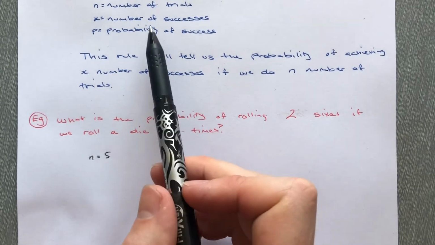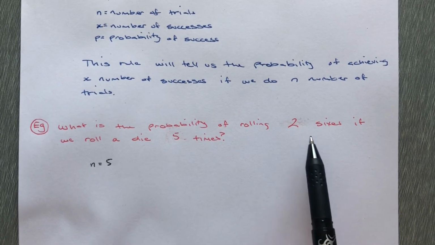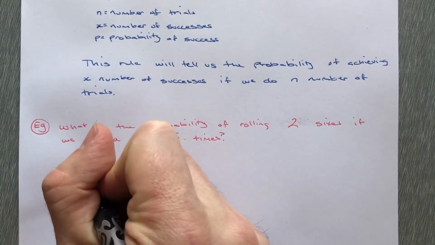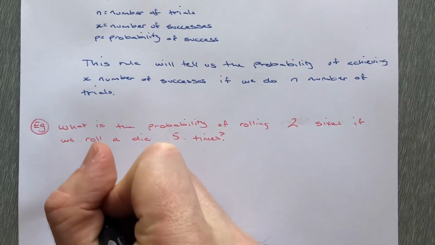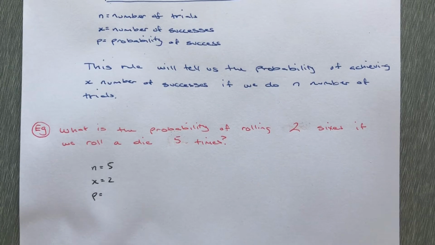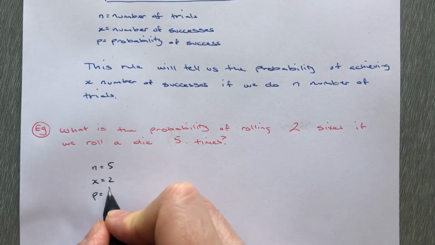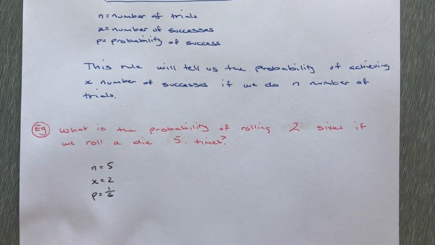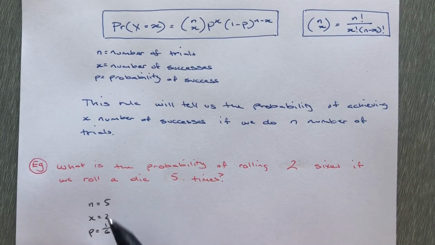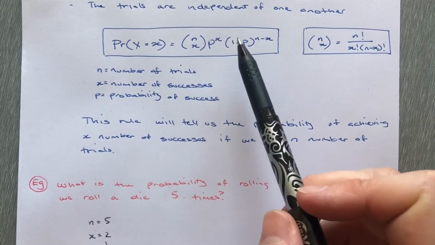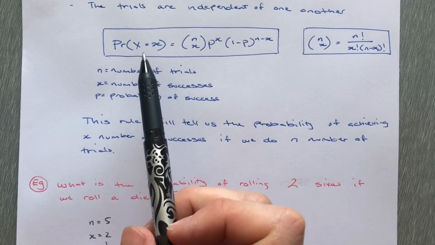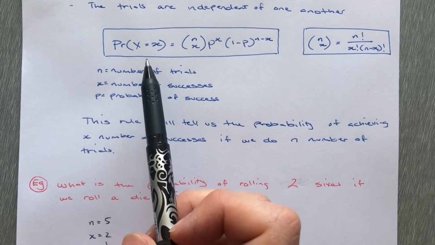The next one, number of successes. So rolling a 6 would be a success. We're interested in rolling 2 of those. So X would be 2. And P is the probability of success. So rolling a 6 would be 1/6. Awesome, so there's some important information that we need. All we need to do now is get these numbers and pop them into our formula to work out the probability of achieving 2 6s if we roll the die 5 times.